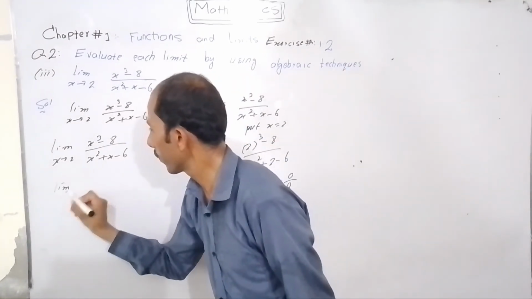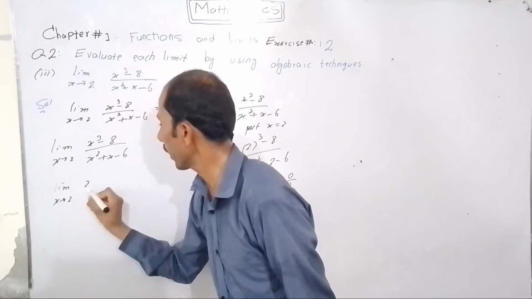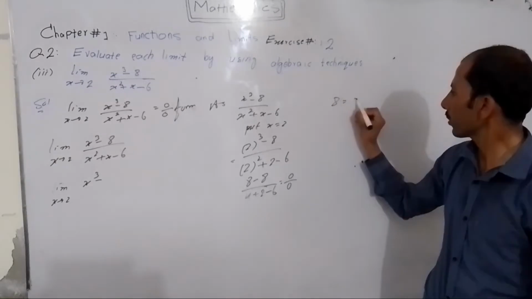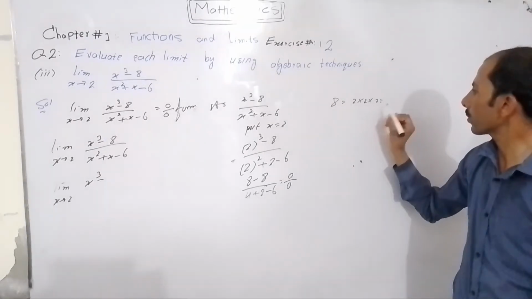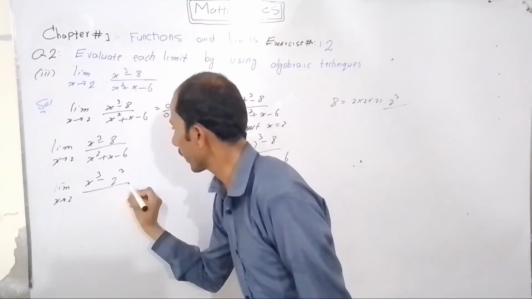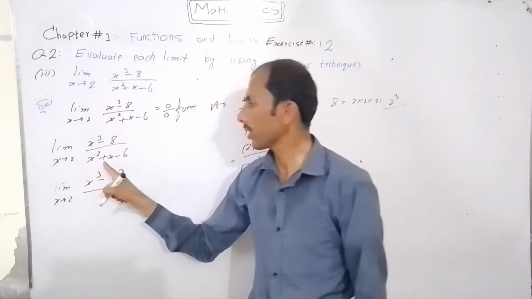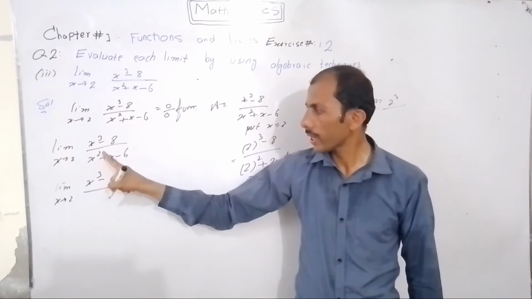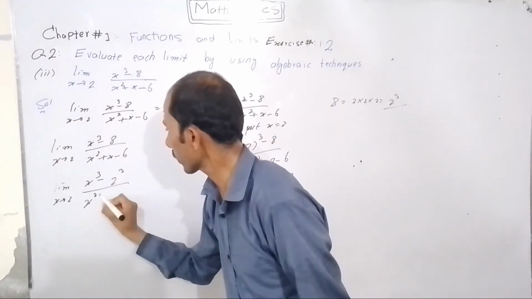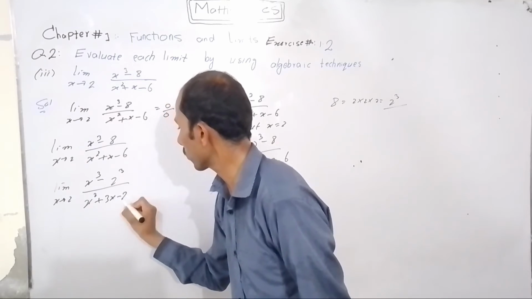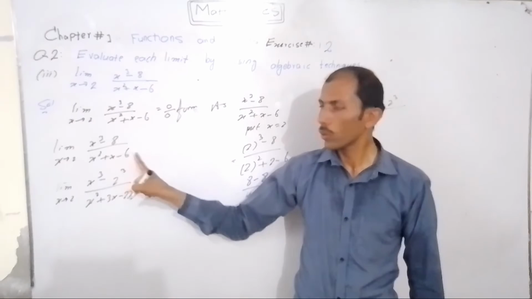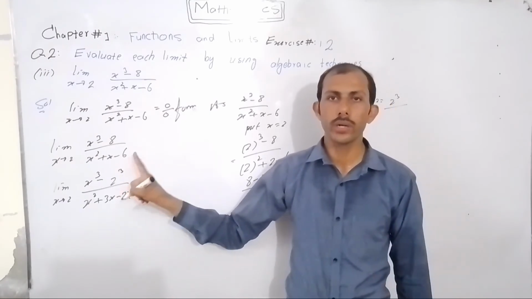Limit x approaches 2 of x cube minus 8. Eight is equal to 2 cube. So 2 cube divided by, factorizing x square plus x minus 6: x square plus 3x minus 2x minus 6, since 3 times 2 is 6 and 3 minus 2 is equal to 1.